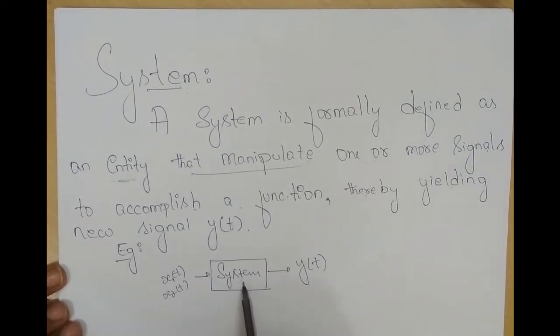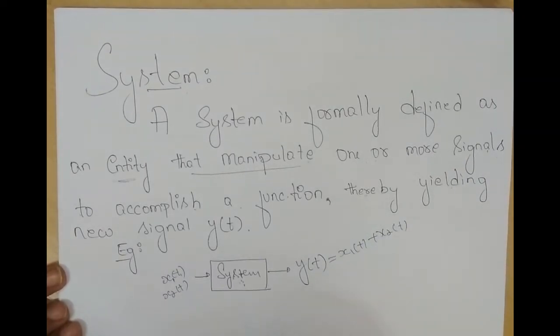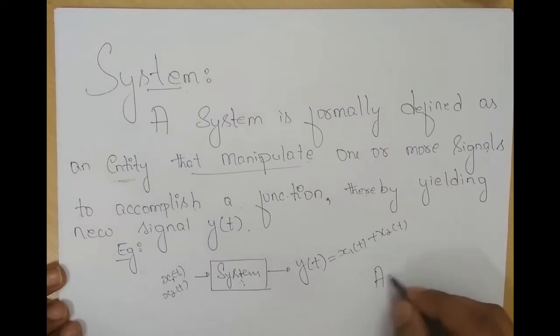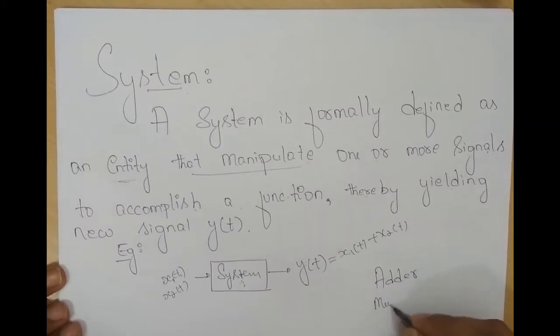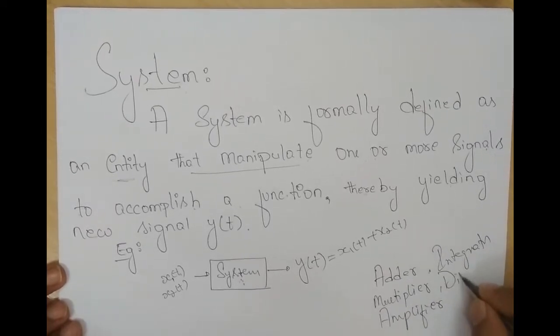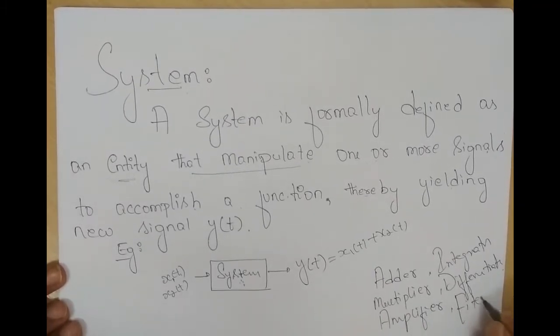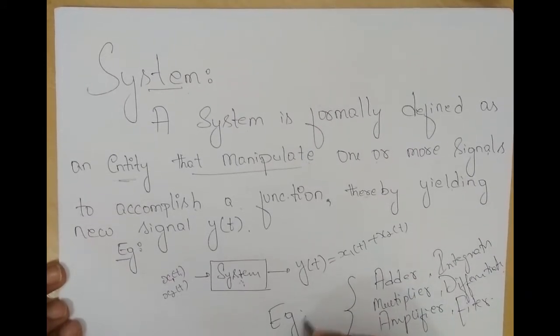For example, if the system is an adder, it is manipulating two signals, x1 of t plus x2 of t. If I feed two signals, it adds them, and I get y of t, which is equal to x1 of t plus x2 of t. Similarly, it might be a multiplier, an amplifier, an integrator, a differentiator, or a filter. All these are examples of a system.